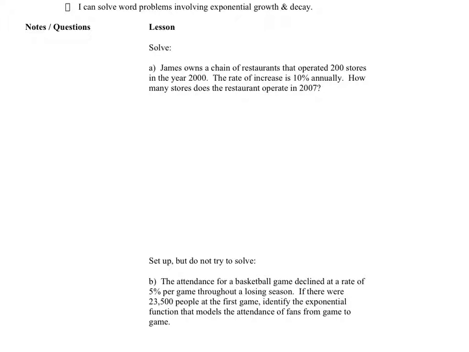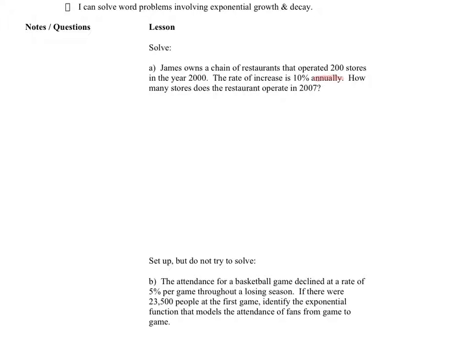So it says that James owns a chain of restaurants that operated 200 stores in the year 2000. The rate of increase is 10% annually. So that word annually just means every year, right? So each year, this number of stores increases by 10%. How many stores does the restaurant operate in the year 2007?